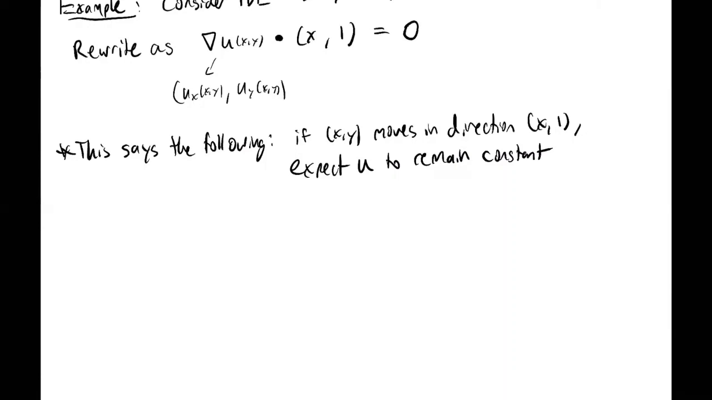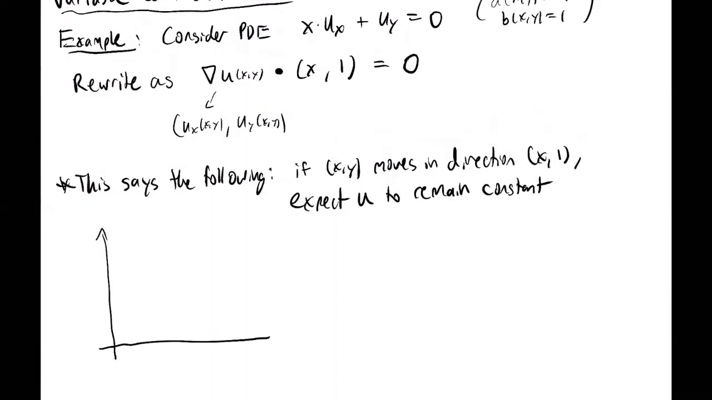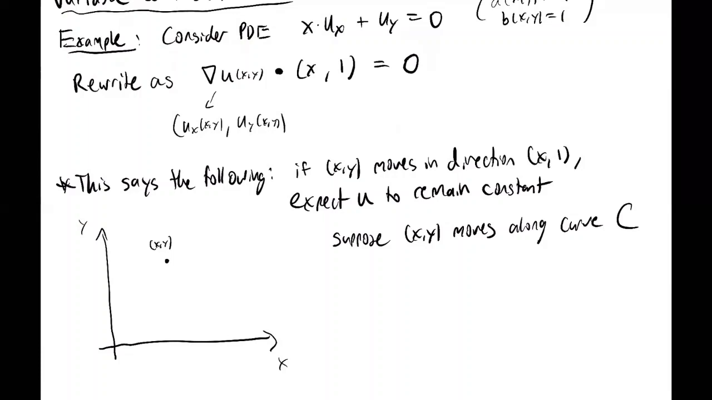Right, and so to understand this a little bit better, it helps to again look at a picture. Right, and so let's say this is my point, right? So this is the y-axis, this is the x-axis, and let's say this is my point, x comma y. And let's suppose that I move my point along a curve. Right? So suppose x comma y moves along some curve. Let me just call this curve C, and maybe the curve looks something like this. And again, the curve is in the plane.